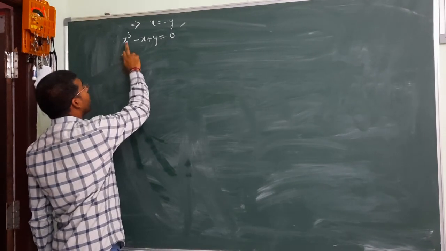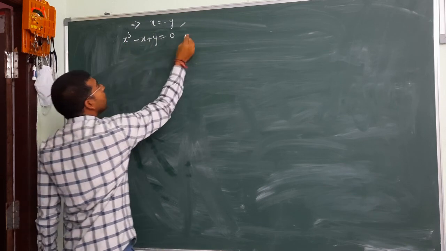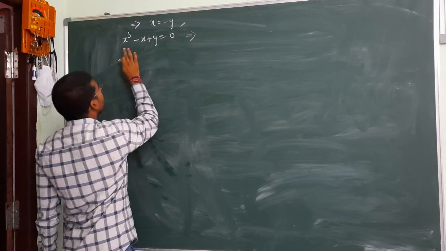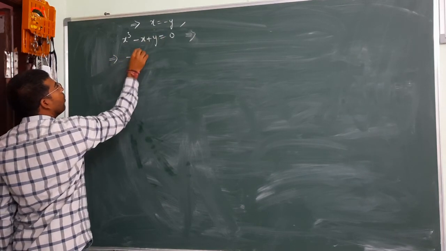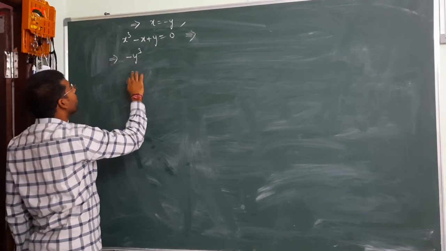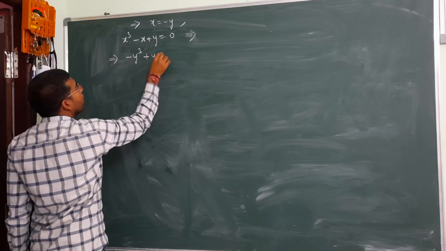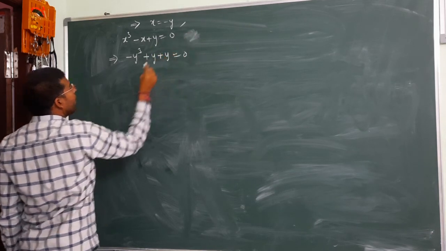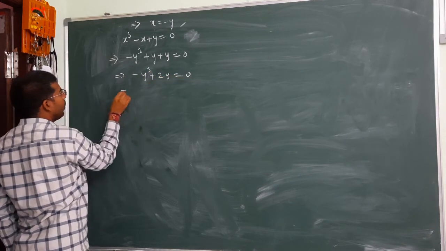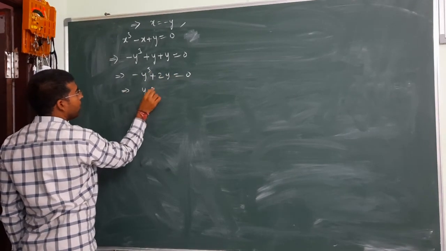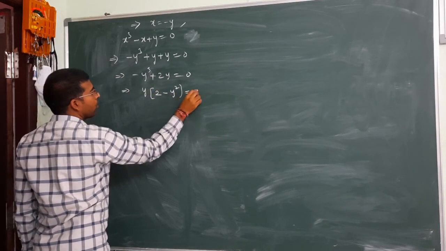But already we have x cube minus x plus y equal to 0. Now I will substitute x value in this equation. x cube means minus y cube, right? Minus y whole cube means minus y cube, and x means minus x, minus minus plus, this we will get y. So what you will get? So minus y cube plus 2y equal to 0, right? If I take y outside common, what you are getting? 2 minus y square, right?